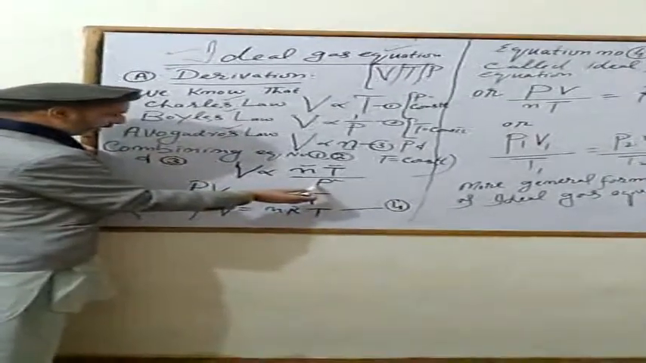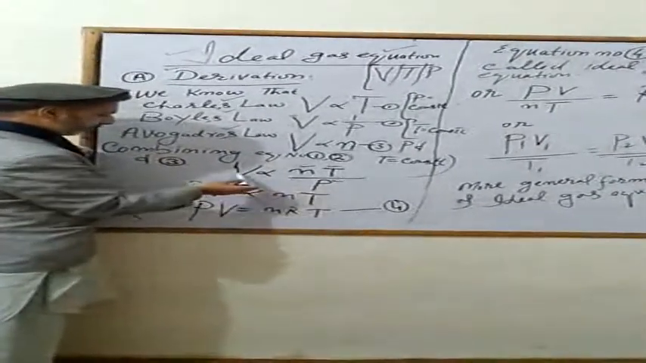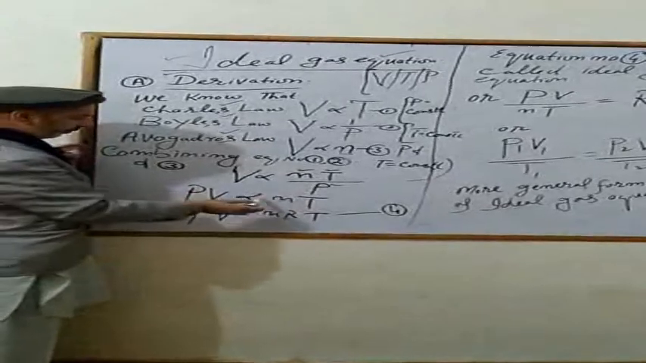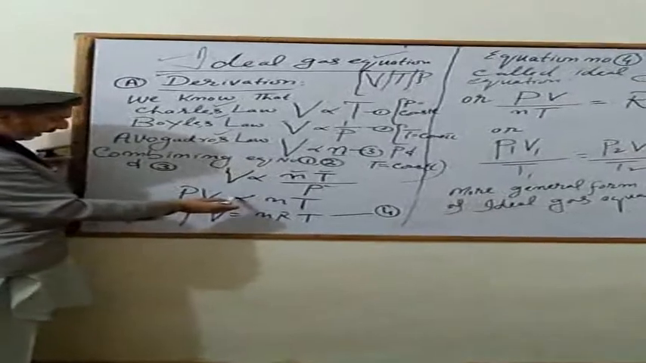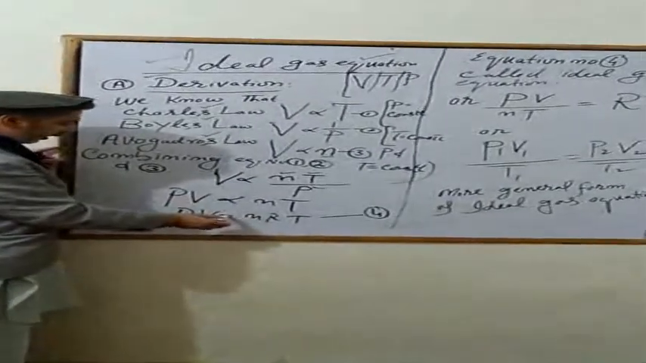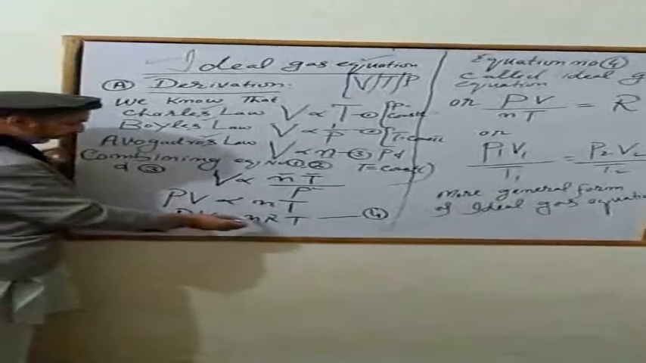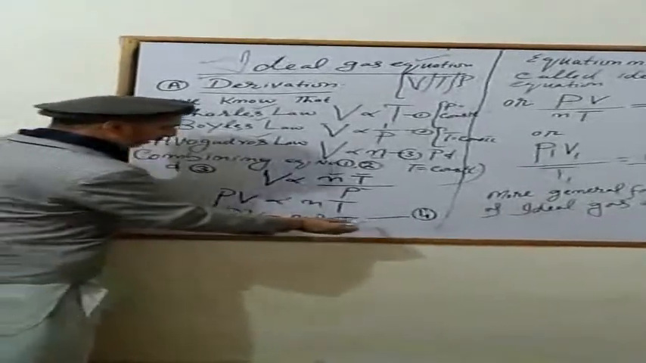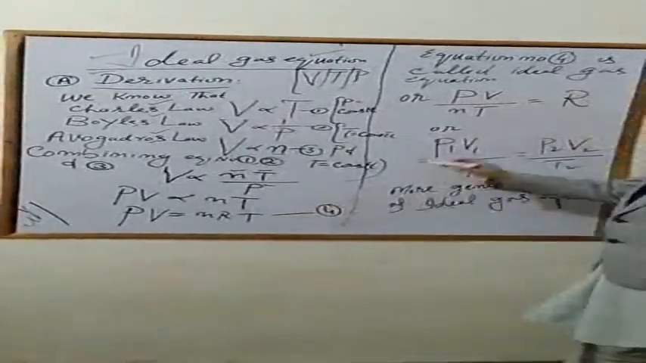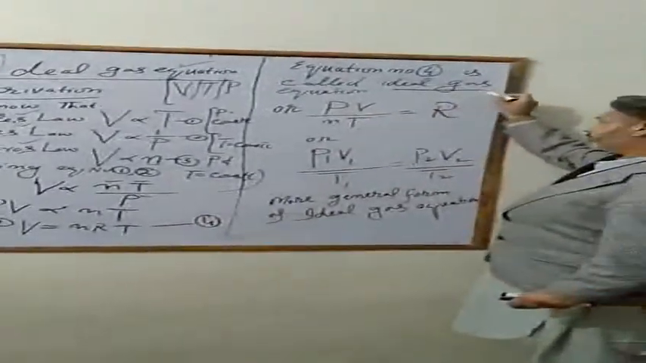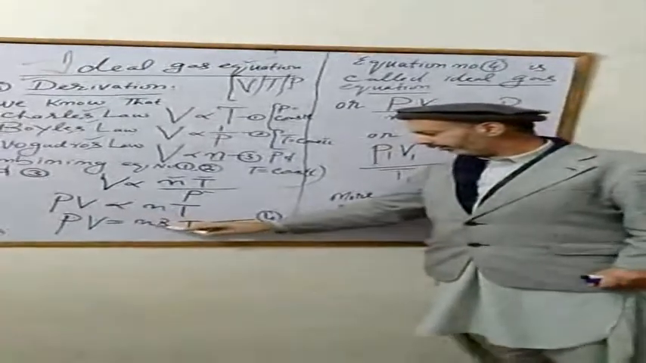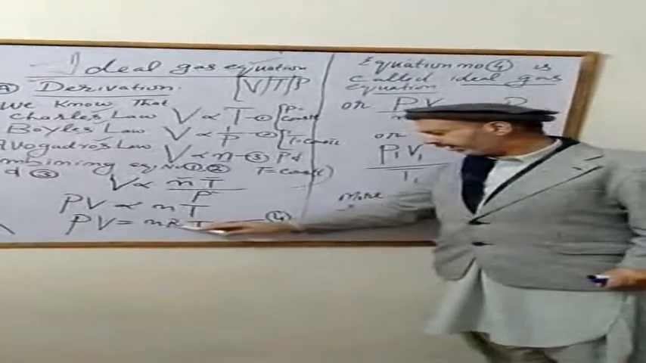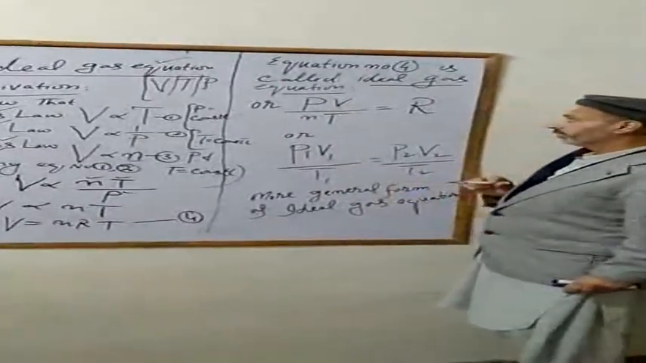Or rearranging this equation, P is shifted on this side, so PV is directly proportional to nT. If we convert the proportionality sign into an equality sign, then PV is equal to nRT. This equation which we have derived, that is equation number 4, is termed the ideal gas equation. The equation which we have derived, that is PV = nRT, is called the ideal gas equation.